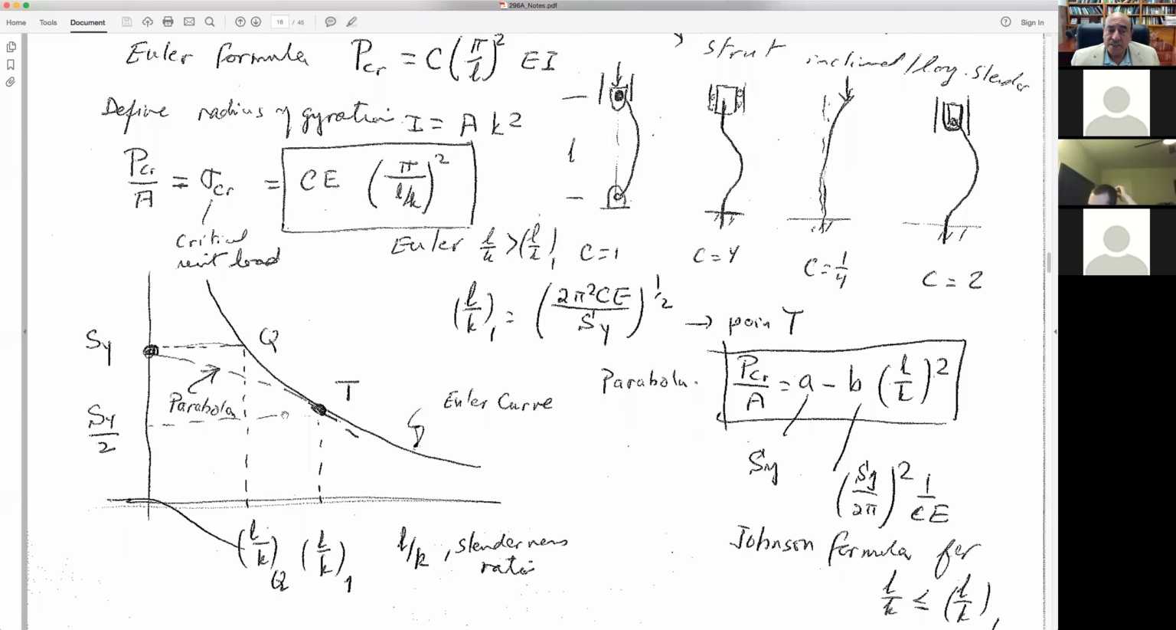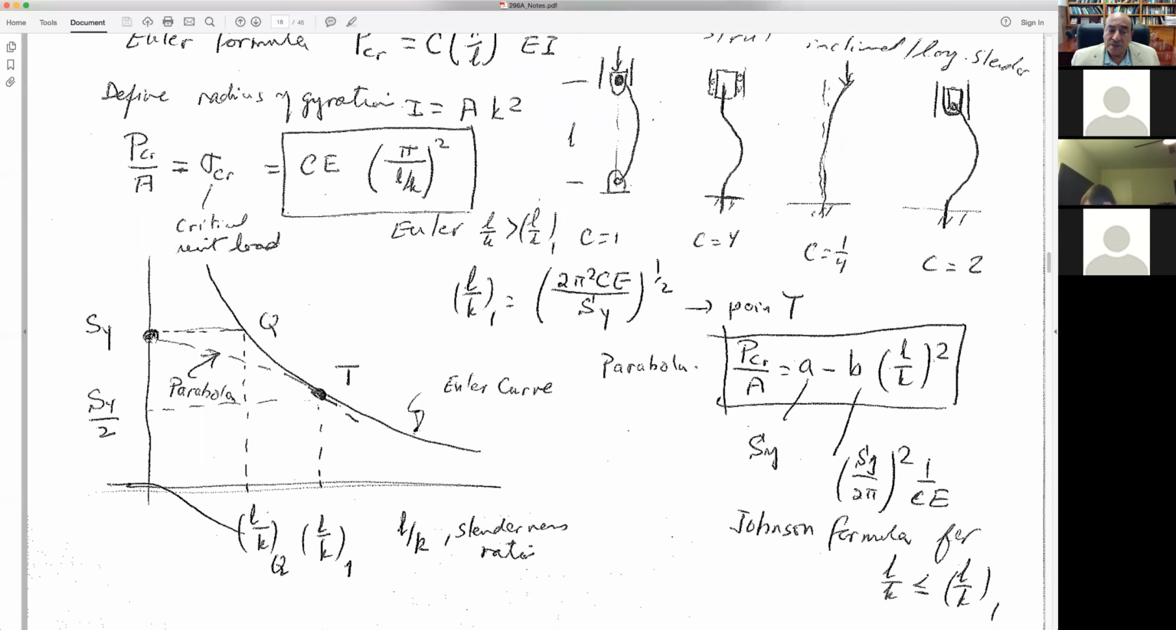When we equate S yield over 2 to the critical stress, we can find a critical value, L over K1. That critical value is given here: 2 pi squared CE over S_y, and it has the material properties in it. Therefore, if our slenderness ratio is above that value, then it's Euler. If it is below that value, then we use a parabola going from point T to point S, where L over K is 0.